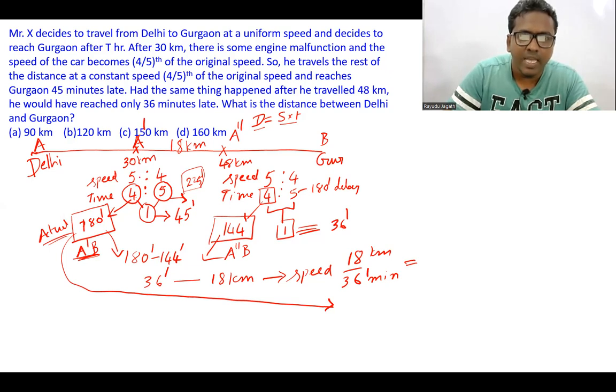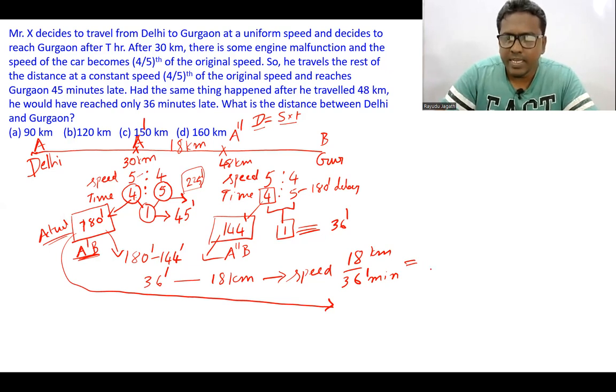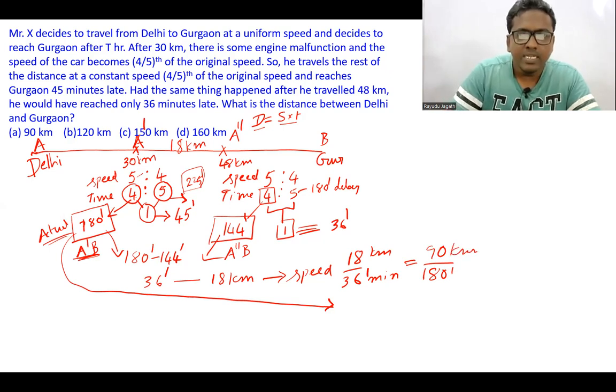When the car is running with actual speed, 5 parts. So the denominator is 180 minutes. The numerator will be 18 raised to 5. 18 into 5 should be 90. So this should be 90 kilometers. That means the distance from A dash to B is 90 kilometers.